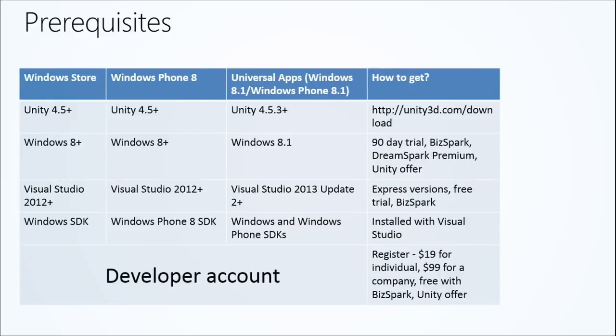Now, Universal Apps is a new concept that was introduced earlier this year, in the spring. Unity 4.5.3 is the version that supports exporting to Universal Apps, and that's live now. You can go download that on the Unity website. That does require Windows 8.1 and Visual Studio 2013 Update 2 or greater. I think we're on Update 3 now. And then the SDKs, again, get installed with Visual Studio. We'll cover what universal apps are in just a few minutes. I don't want to delve into that just yet.